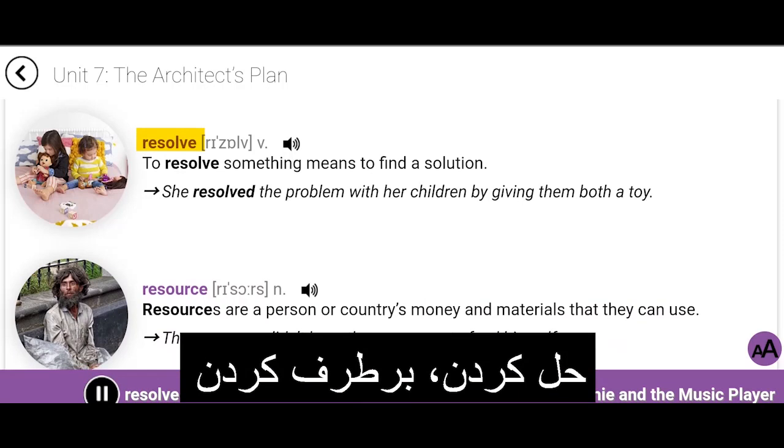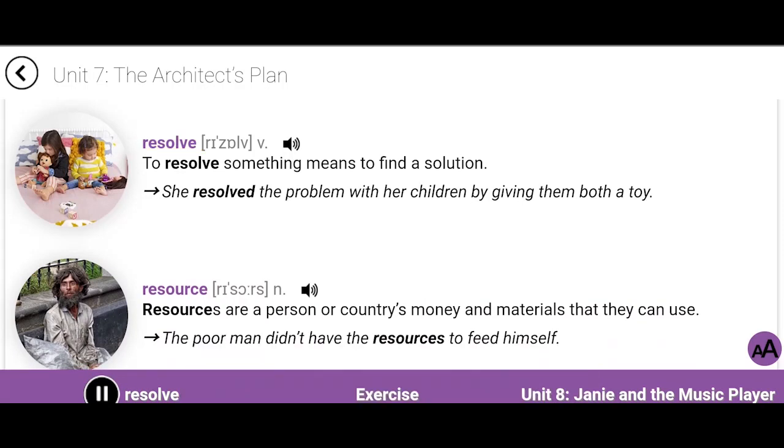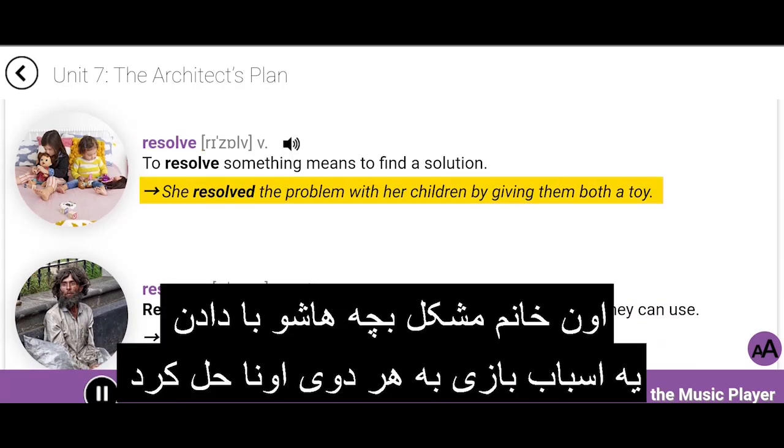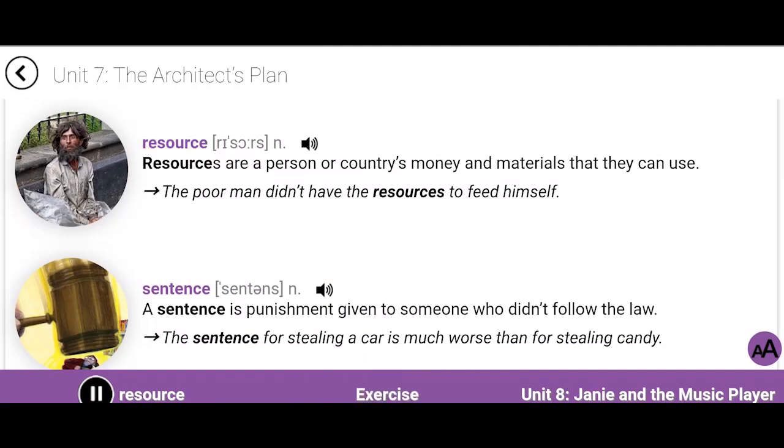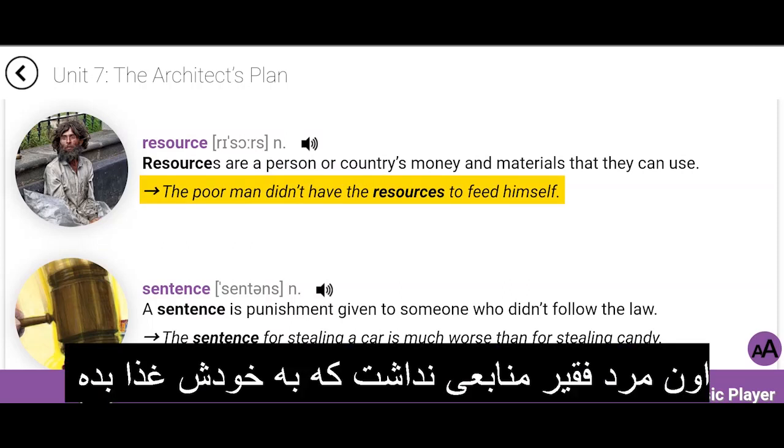Resolve. To resolve something means to find a solution. She resolved the problem with her children by giving them both a toy. Resource. Resources are a person or country's money and materials that they can use. The poor man didn't have the resources to feed himself.